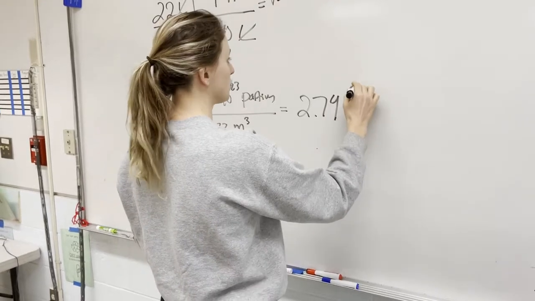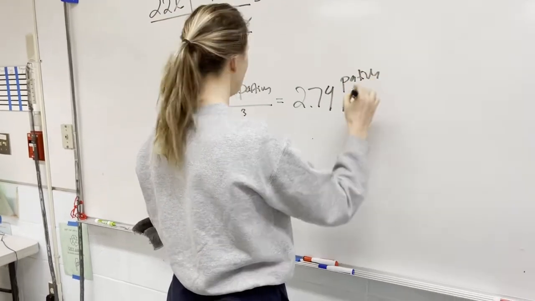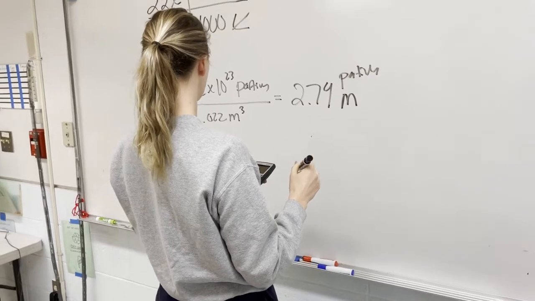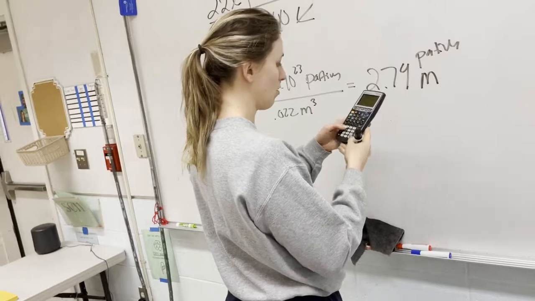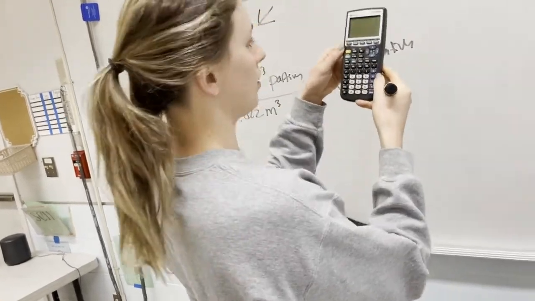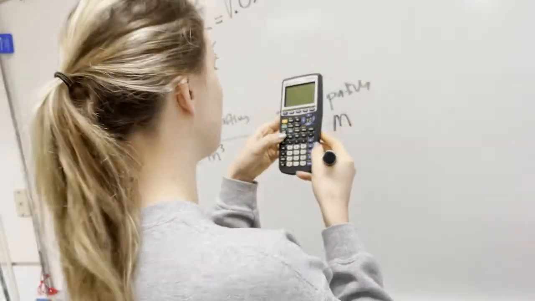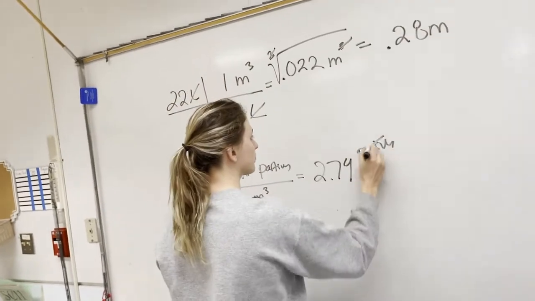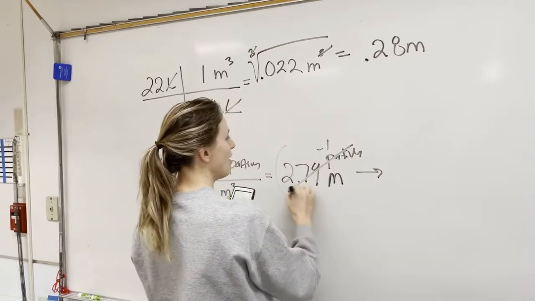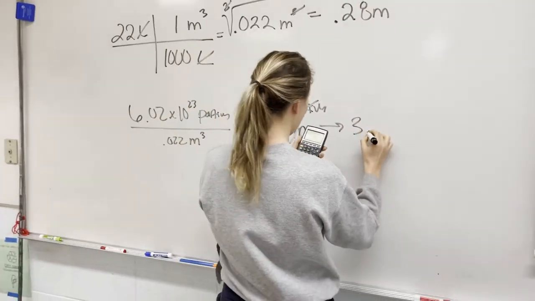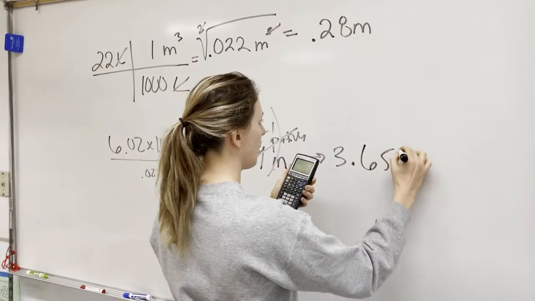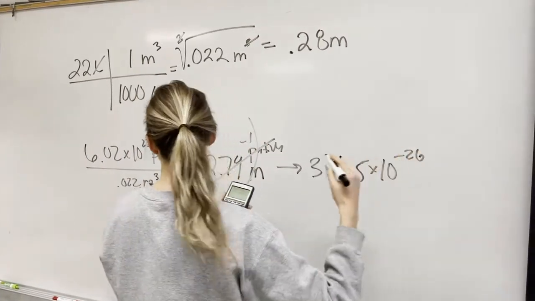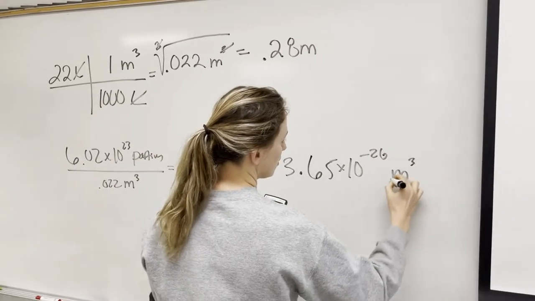Is that right? No, we want cubic meters per particle. So we need to switch these. You know what you do? Take your answer, hit x to the negative 1. Where's my -1 button on here? It's right above the squared. To the -1, because we want to know how many cubic meters per particle. Okay. 3.65 times 10 to the -26 meters cubed per particle.